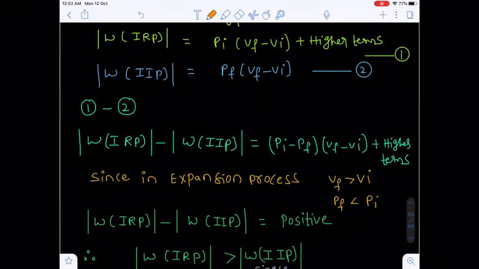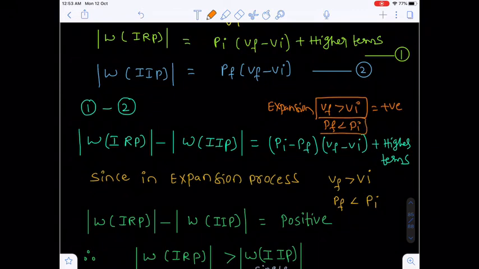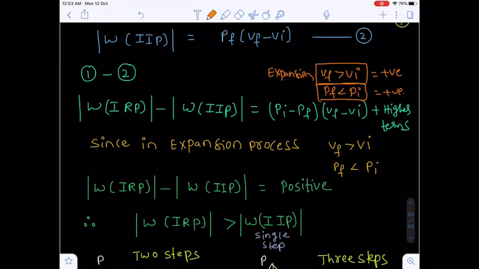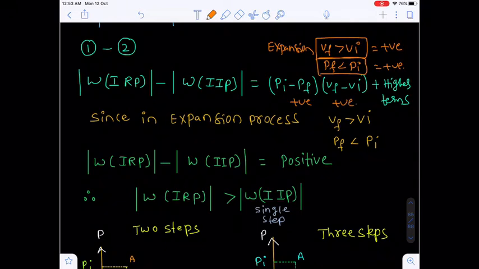Now you see in this expression, if you carefully observe, final volume is always greater than initial volume regarding the expansion. Yes or no? Regarding the expansion, final volume is always greater than the initial volume. This is the positive sign. If the final volume increases, that means final pressure decreases, because of Boyle's law: pressure increases, volume has to decrease. So this is also positive. Are you getting my point? So overall you will have positive value.